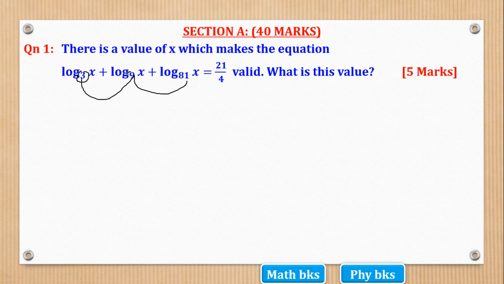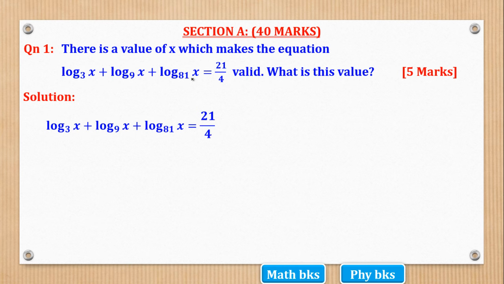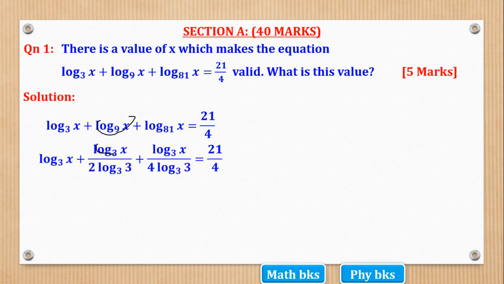Here, we have base 3, base 9, and base 81, meaning that we have to change all these bases to base 3. That will be our first step. The formula for change of base is also available in your mathematical logbook. So this will become log base 3 of x over log base 3 of 9. But why is there a 2? It is because 9 is 3 to the power 2, so this power can go down. Similarly, this is log base 3 of x over log base 3 of 81, but 81 is the same as 3 to the power 4, so this 4 can go down. It's the rule of logarithms.